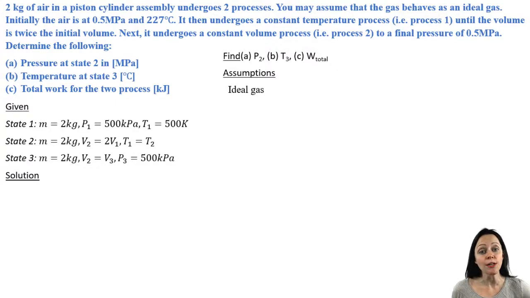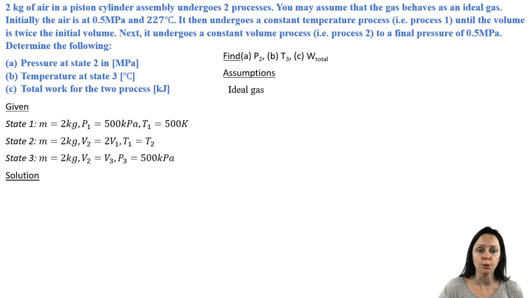Right, so we've got 2 kilograms of air in a piston cylinder assembly. It undergoes 2 processes. It tells me I can assume the gas behaves as an ideal gas, so I went ahead and put that in my assumptions. And if I look at my givens, let's walk through the problem statement and see how we got our givens. It's 2 kilograms of mass, it's a closed system. Mass is the same at state 1, state 2, and state 3.